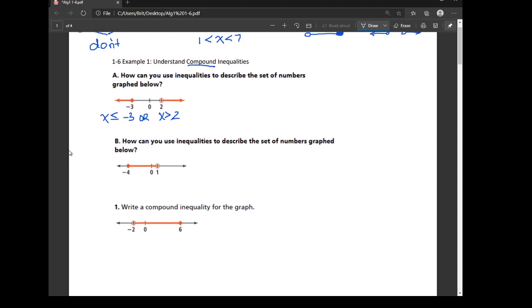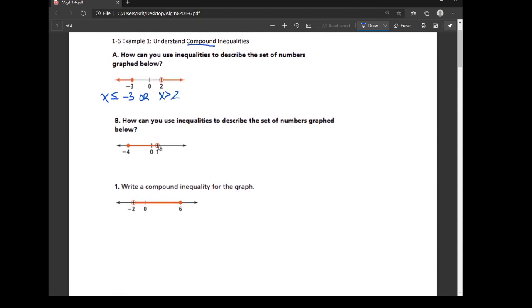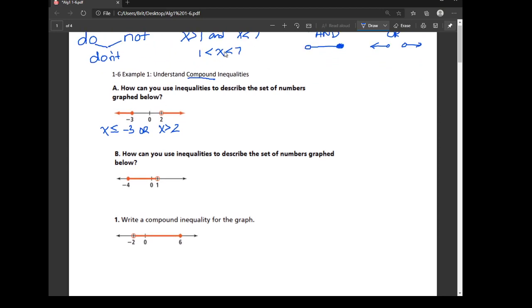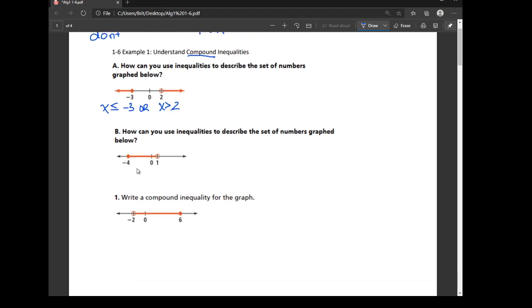Let's take a look at B. So B here is an and situation. And we usually deal with an and situation by writing inequalities like you see up here. So I know I'm going to have less than x less than every single time. So the numbers on the outside are the numbers of my endpoints. So I'm going to put a -4, and I'm going to put a 1. And you always do it from smallest to biggest, okay?